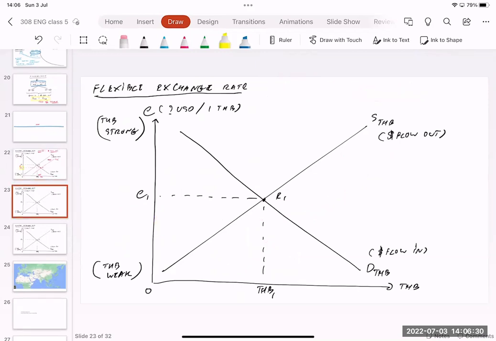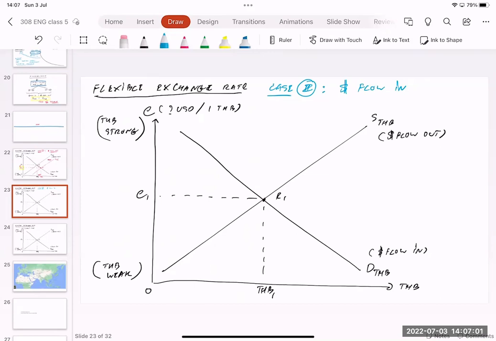Next one, case number 2. Let me change to the blue color. If something happens and makes money flow into our country more, maybe everyone wants to travel to our country, maybe foreign companies want to invest in our country, the money flows in.